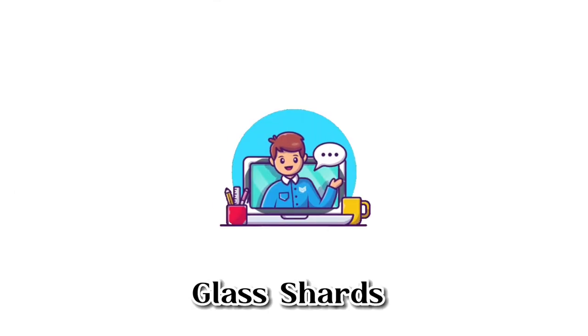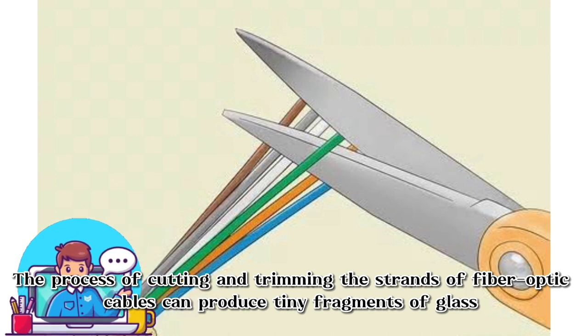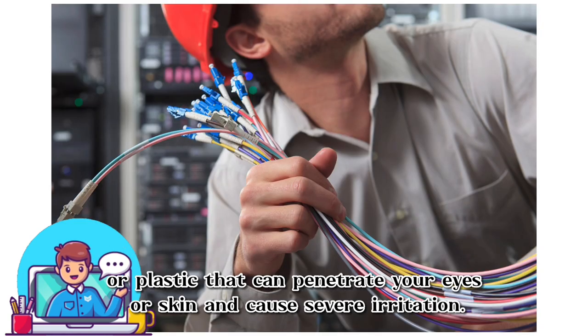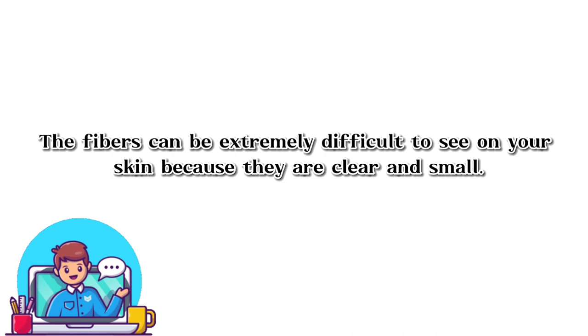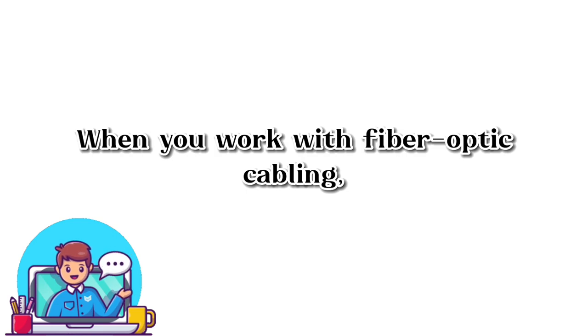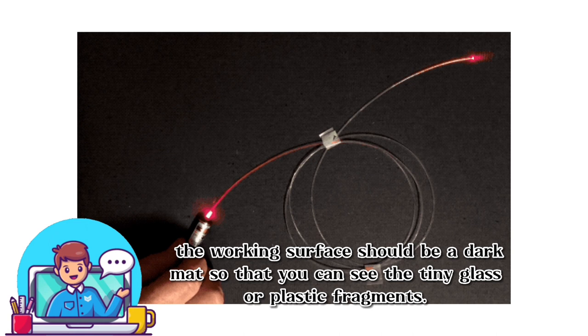Glass shards. The process of cutting and trimming the strands of fiber optic cables can produce tiny fragments of glass or plastic that can penetrate your eyes or skin and cause severe irritation. The fibers can be extremely difficult to see in your skin because they are clear and small. When we work with fiber optic cable, the working surface should be a dark mat so that you can see the tiny glass or plastic fragments.